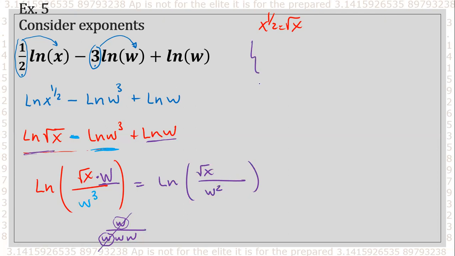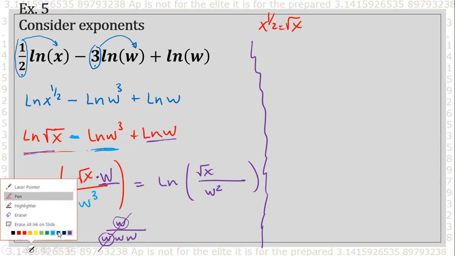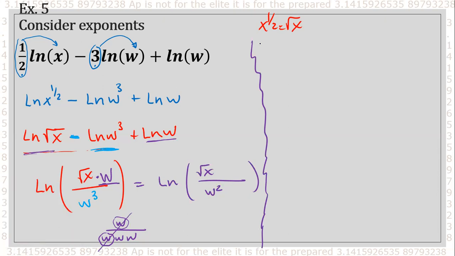Okay. In class, we brought up an interesting point. Let's copy it right here. Instead of it being ln of square root of x minus ln of w cubed plus ln of w, what if instead of a plus sign, the last term was another minus sign? So minus ln of w. I really like this question. Keep in mind, anytime you see subtraction, you should be thinking division.